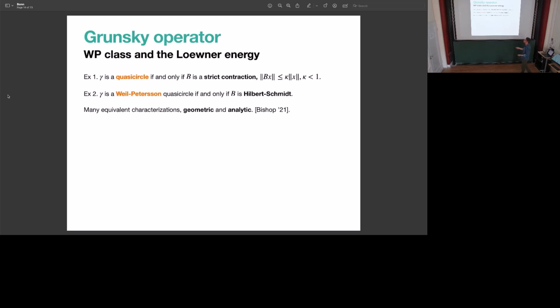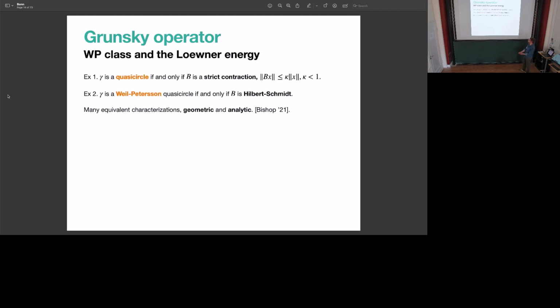quasi-circles, which can be quite rough, so they can have dimension arbitrarily close to 2, and they are also very important for various reasons. They appear in dynamics, in Teichmüller theory, and so on. But there's a very interesting subclass of quasi-circles, which can also be characterized by the Grunsky operator. These are called the Weil-Petersson quasi-circles, and gamma is Weil-Petersson if and only if B is Hilbert-Schmidt.